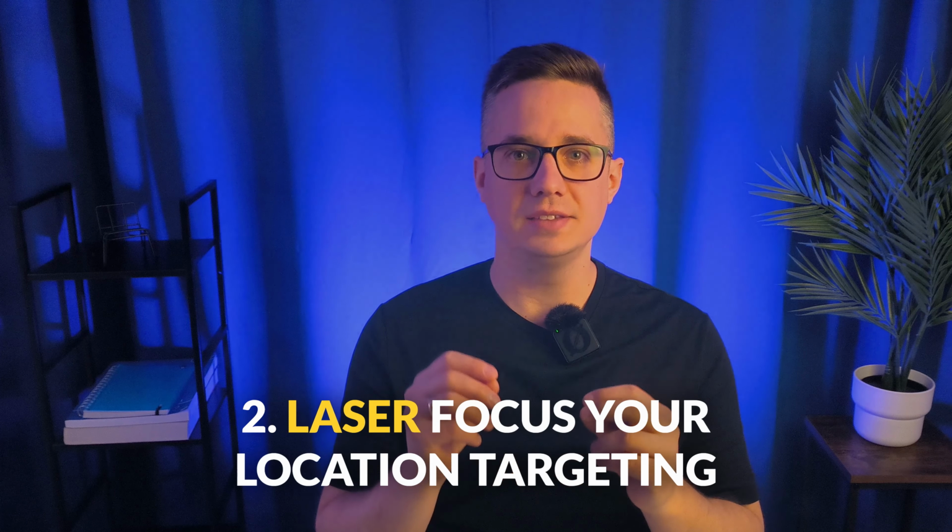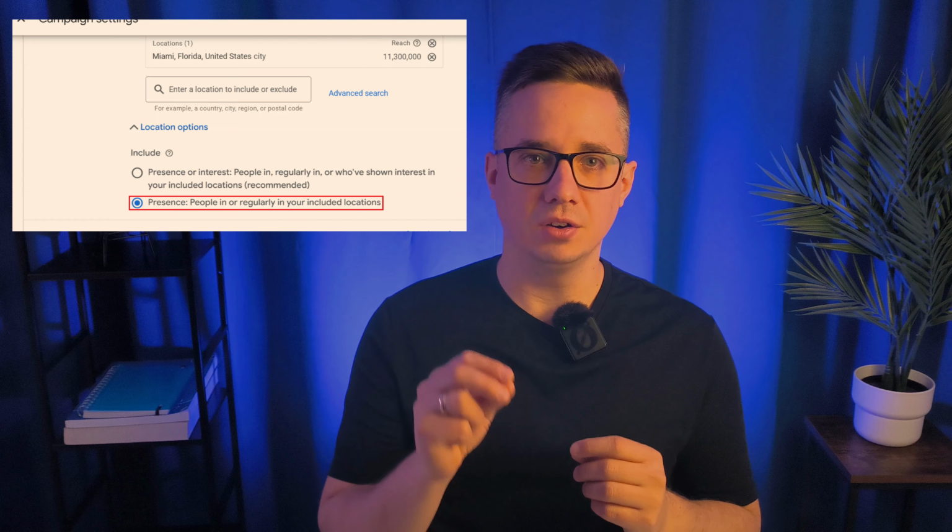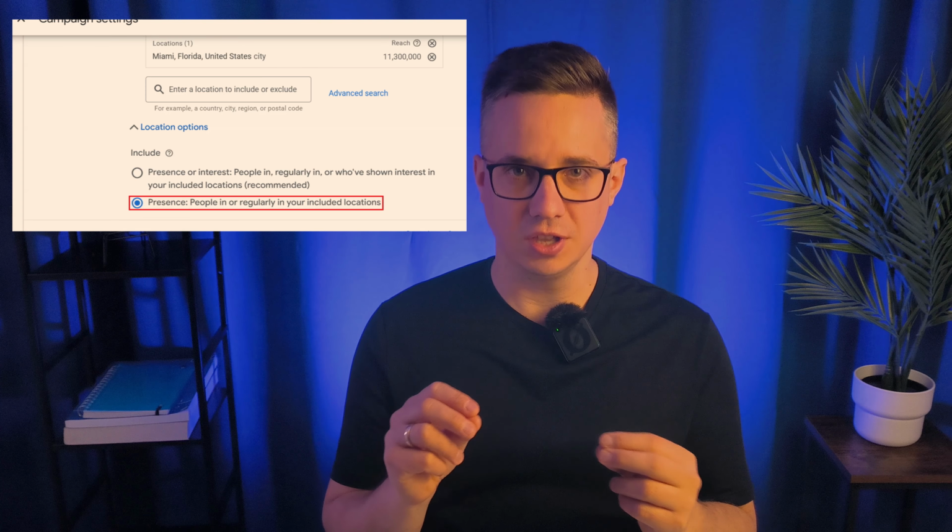Number 2, laser focus your location targeting. With a small budget, reach is not your goal, precision is. If you serve, for example, a 20-mile radius, don't pay for clicks from 70 miles away. That's budget dilution. Switch your location setting to people in or regularly in your target location. Then tighten your radius to where your real customers are. Small budgets win by excluding the wrong clicks. Less waste, higher intent, lower cost per lead.